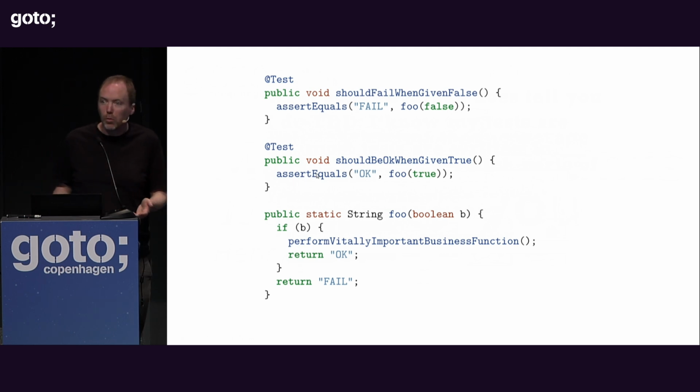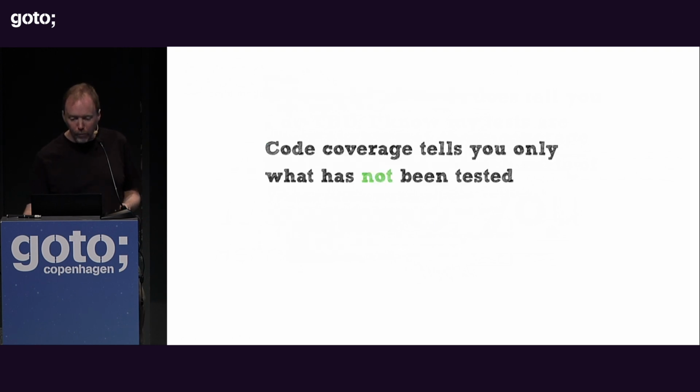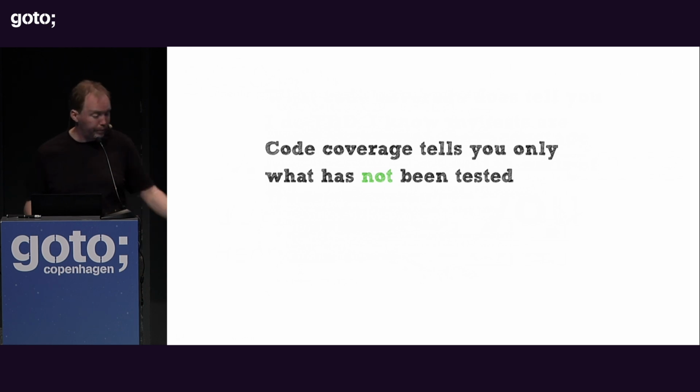And it's not without any value at all, but what I'm guessing is the most important part of this function here, this call, isn't actually verified at all. There'll be full line coverage, probably full branch coverage, but no meaningful testing of the most important bit of the function. So code coverage tells you something, but all it tells you is what has not been tested.